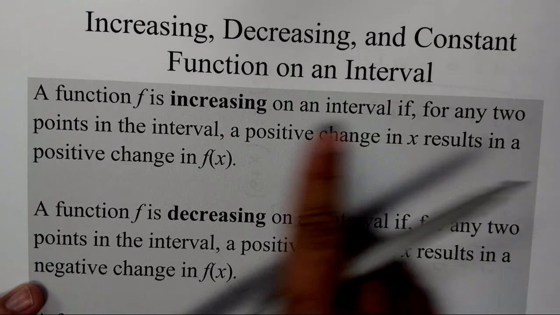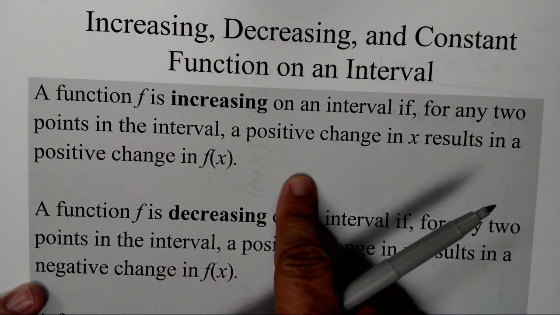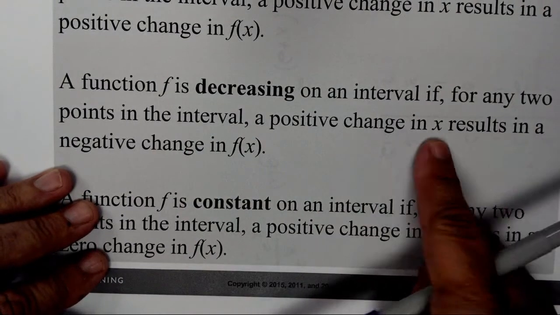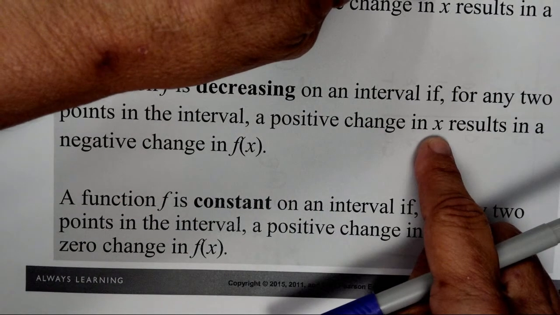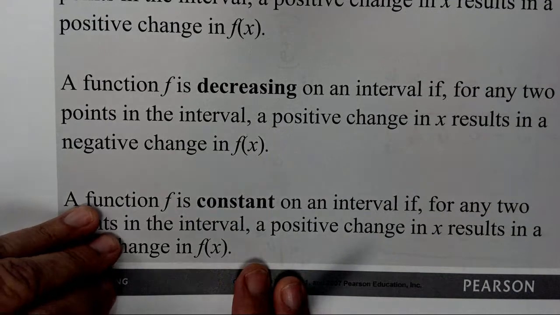Alright, so a function is increasing on an interval if for any 2 points in the interval a positive change in x results in a positive change in y. A function is decreasing on an interval if for any 2 points in the interval a positive change in x results in a negative change in y. Notice I said positive change in x both times. Decreasing does not mean they're both going down. Remember, we are reading the graph from left to right. So x is always increasing, and if y also increases, then it's increasing, and if y goes down, it is decreasing, and if it doesn't change, it is constant.